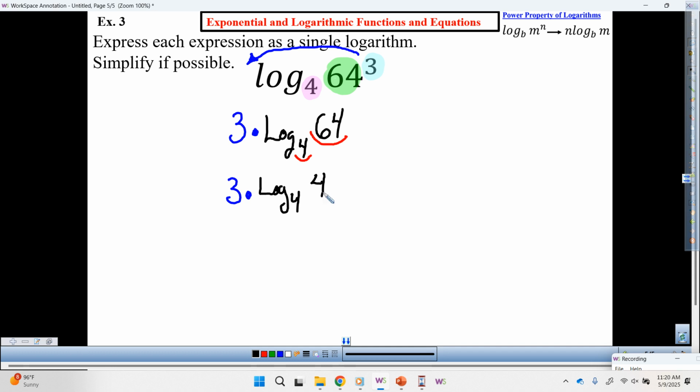Question. 4 times itself, how many times gives me 64? Let's find out. What is 4 times 4? 16. Times 4, 64. That's 64. How many times did we multiply the 4? 3 times.